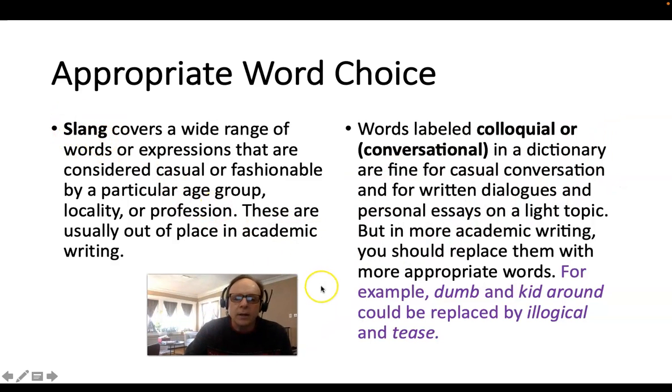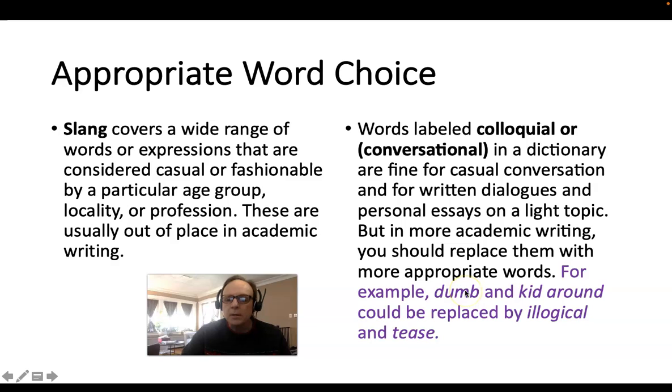Slang words are kind of informal. In general, in academic writing, where we might use them in a text, an email, even a memo at work, we don't normally use them in academic writing. So slang covers a wide range of words or expressions that are considered casual, not formal, maybe fashionable even, by a particular age group especially, or a certain location, part of the country, part of the city, or profession, certain groups. But these are usually out of place in academic writing. Words labeled colloquial or conversational in a dictionary are fine for casual conversations and for written dialogues and personal essays on a light topic. But in more academic writing, you should replace them with more appropriate words.